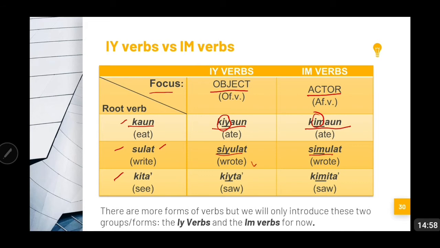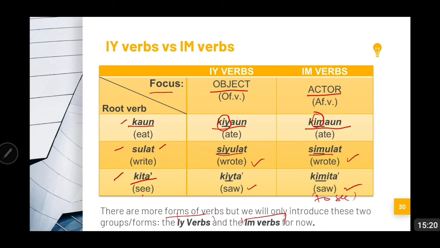They both mean the same thing, wrote, the past tense of sulat. We also have the verb kita, to see, and the e-verb form of the verb kita is kiita, and the im-verb form is kimita, or actually to see. So there are different forms of verbs, but we will only introduce these two groups, the e-verbs and the im-verbs.